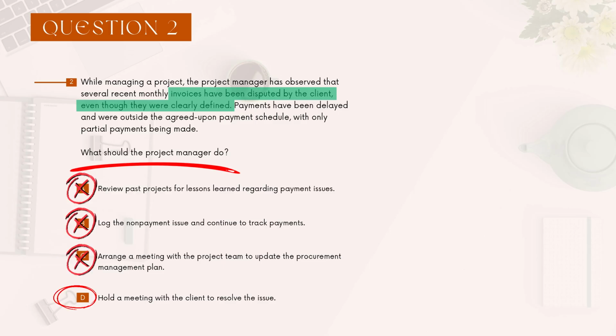D, hold a meeting with the client to resolve the issue. Beautiful, simple, I like it. Get straight to the point, involves the parties that are problematic, like the client. D is going to be your answer without a shadow of doubt. Okay, so pretty easy. This was a little bit tricky, I think, when it came to framing the problem. But when you look at the answers and you start eliminating things, easy peasy, lemon squeezy. All right, let's move on to question number 3.